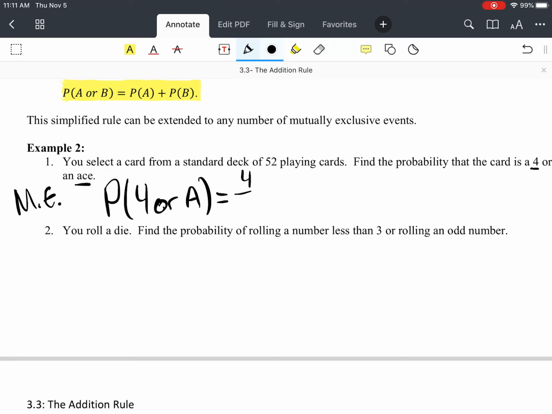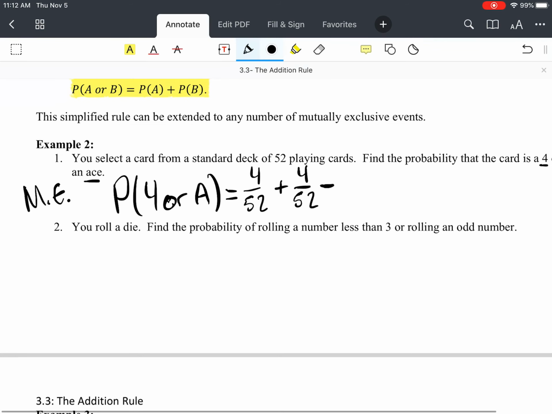Okay, so the probability that we draw a 4 out of a deck, well, we have 4 4s in a deck out of 52. Plus the probability that we draw an ace out of the deck, well, that's 4 aces out of a 52 card deck, minus the probability that they happen at the same time. So we just said that this is mutually exclusive, so we have 0 that are both aces and 4s.